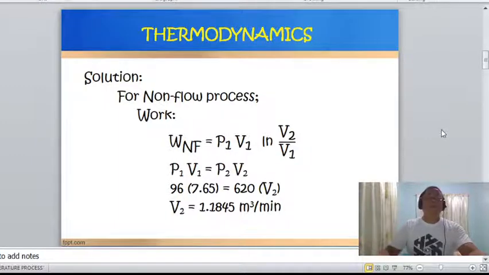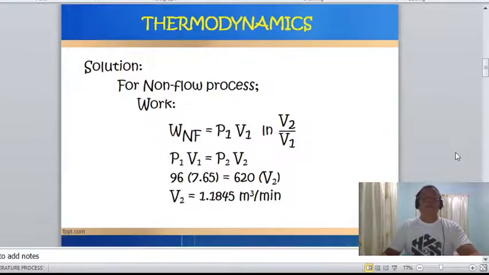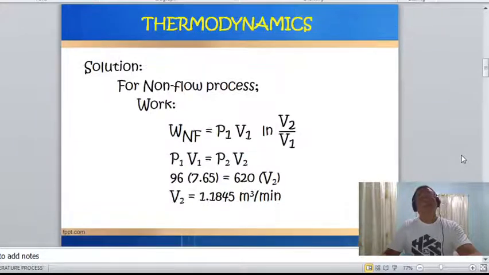For non-flow process, previously derived for the work non-flow: work non-flow is equal to P sub 1 V sub 1 ln of V sub 2 over V sub 1. And from the PVT relation, P1 V1 is equal to P sub 2 V sub 2. Determining V sub 2 now, since P sub 1, V sub 1, and P sub 2 are all given, the final volume is equal to 1.1845 cubic meter per minute.